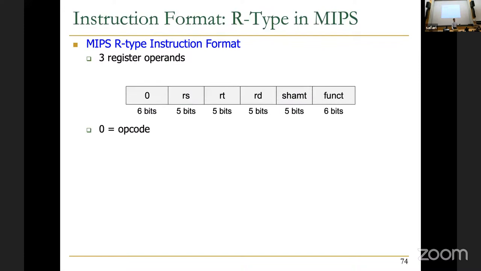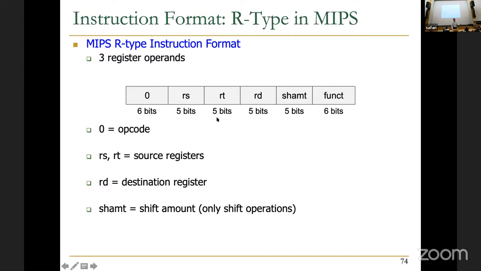0 is the opcode, always. RS and RT are source registers. RD is the destination register. You can see that the registers are 5 bits because there are 32 general purpose registers in MIPS. Shamt is the shift amount. It's used only for shift operations. For other operations, ignore. Funct is the most important thing, perhaps. This is really an extended opcode. It's really the operation in R-type instructions.